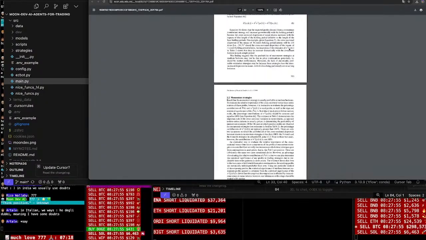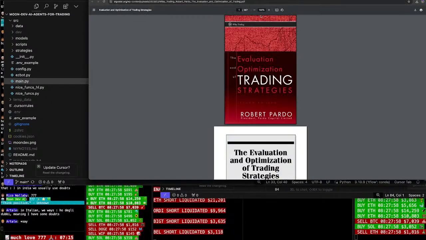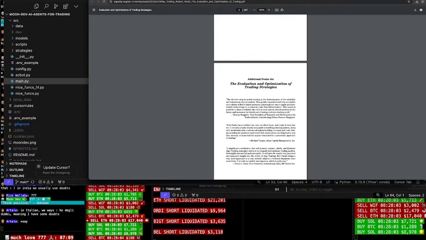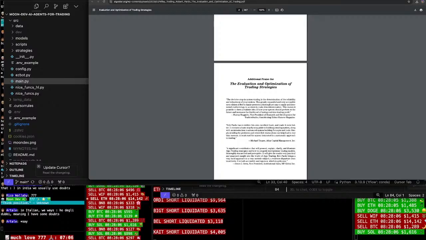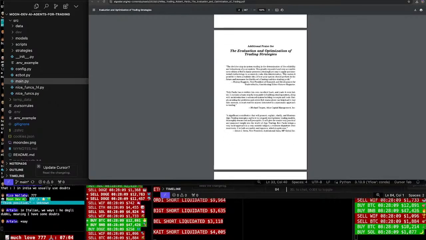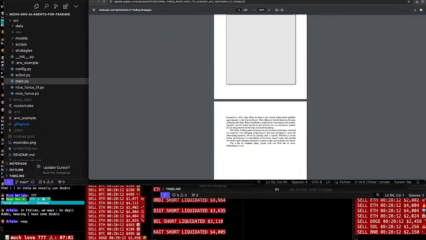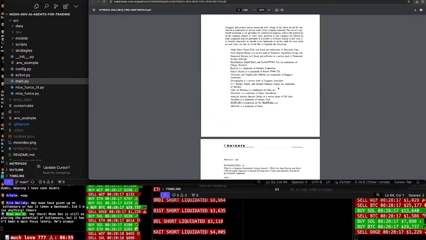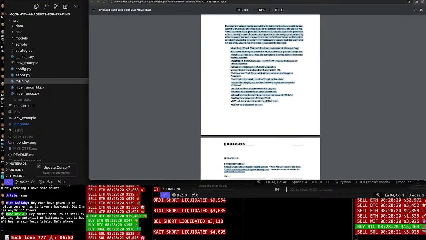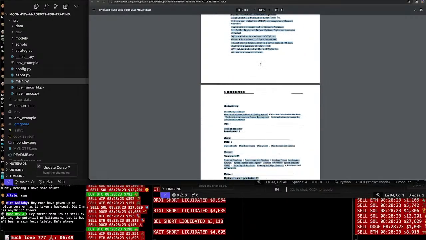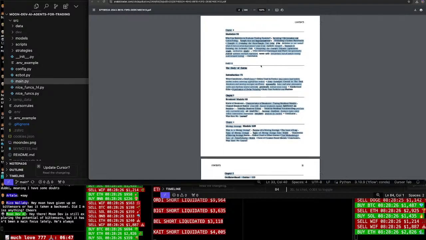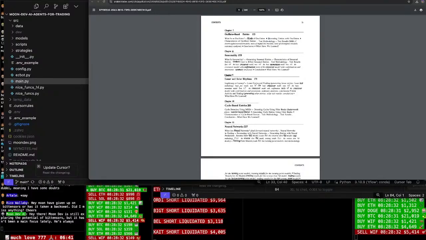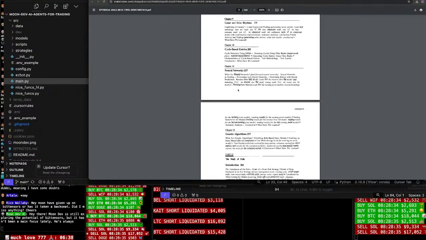I don't know if I can copy and paste this one, but you can read it. It'll take time, yes. Evaluation, optimization, trading strategies here. The evaluation and optimization of trading strategies. The encyclopedia of trading strategies. So this is a really good one, actually. Let's see if I can copy this one. There's 386 pages. Holy smokes, dude. Breakout models, moving averages, oscillator base, seasonality, lunar and solar rhythms, cycle based.